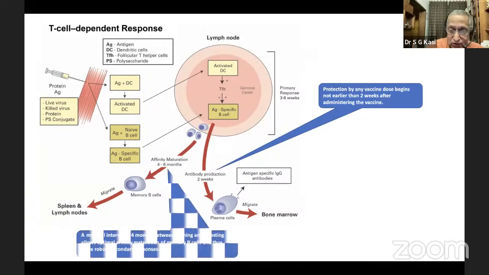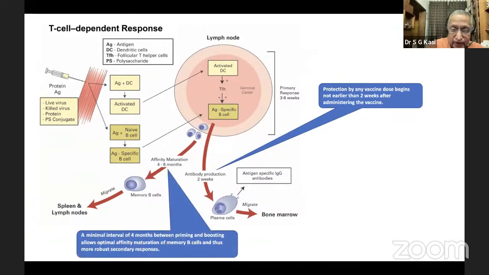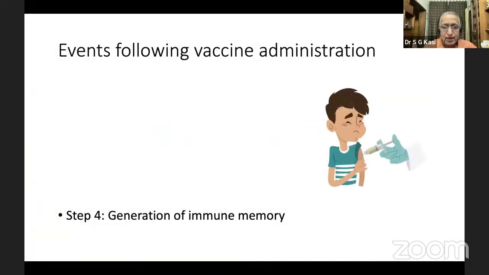So you need a minimal interval of 4 months between the priming and boosting dose so that there is optimal affinity maturation and a large number of memory B cells which sit in the lymph node and the spleen. So to have a very good memory cell response, the primary and the booster dose should be separated by at least 4 to 6 weeks, right? So these are the implications of this particular stage.